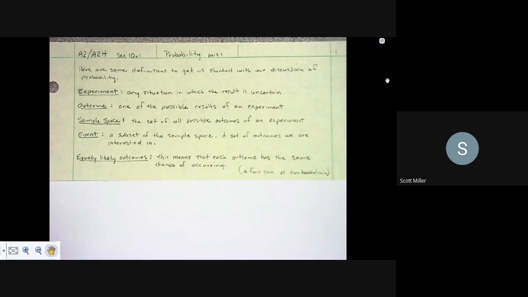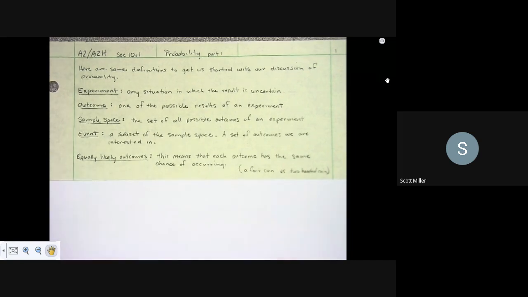We're going to be looking at things called: an experiment is any situation in which the results are uncertain. An outcome is one of the possible results of the experiment. The sample space is the set of all possible outcomes of an experiment. An event is a subset of the sample space, and this is the set of outcomes that we are interested in.